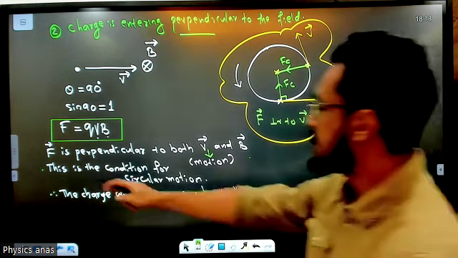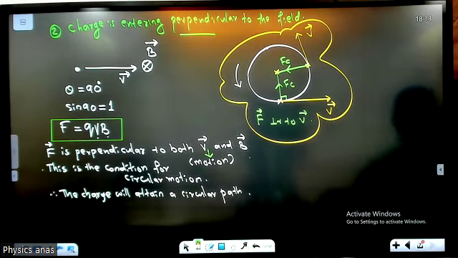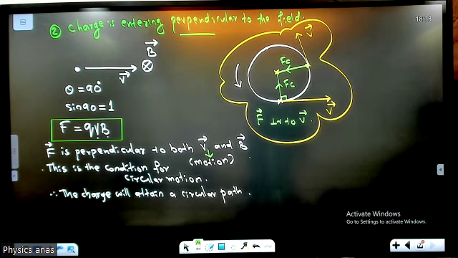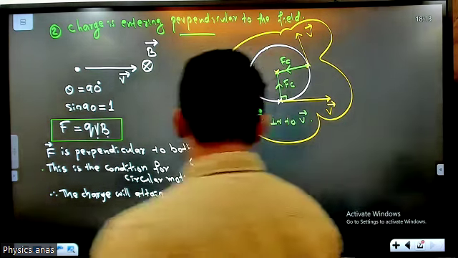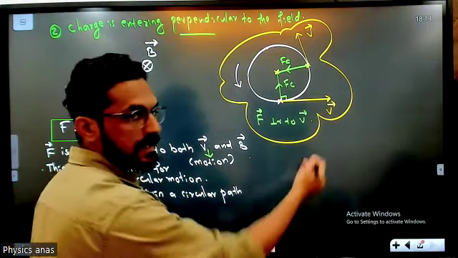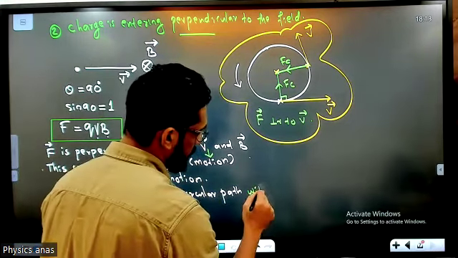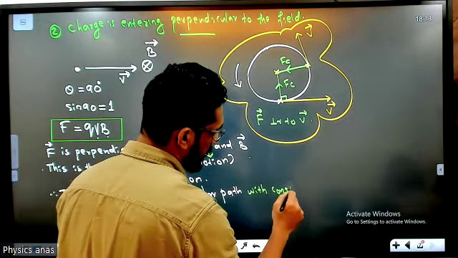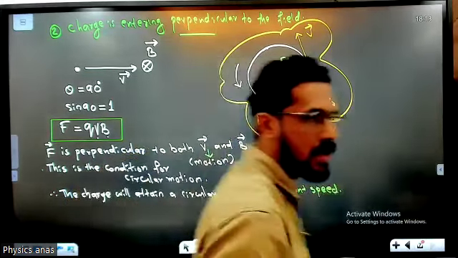So you can write, this is the condition for circular motion, and the charge will attain a circular path. Charge will move in a circular path with constant speed. The speed will be the same. We will see why.